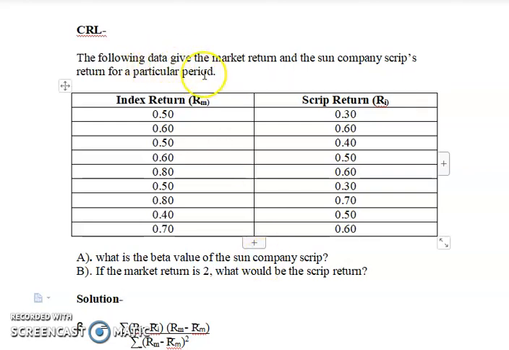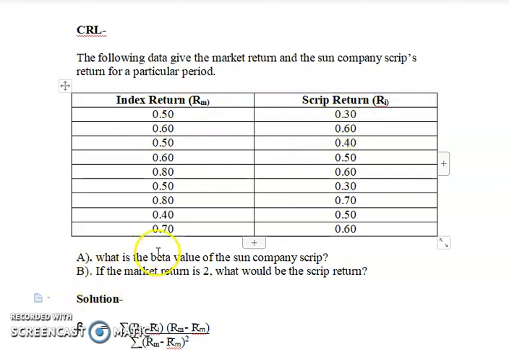So here is the following data. A set of data is given with the index return and the script return. You must understand the following data, which gives the market return and Sun's company script return. This is about one company called Sun's company. They have given the return for a particular period. Whenever the market return was 0.50, the script return was 0.30; when it was 0.50, it was 0.60.